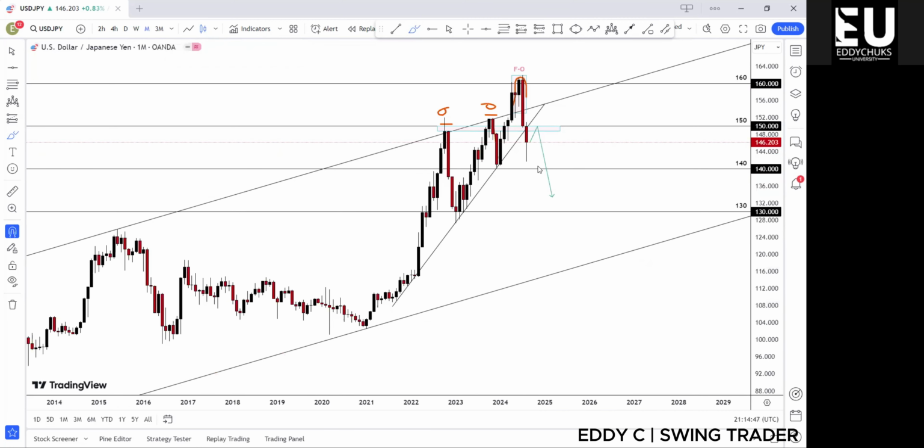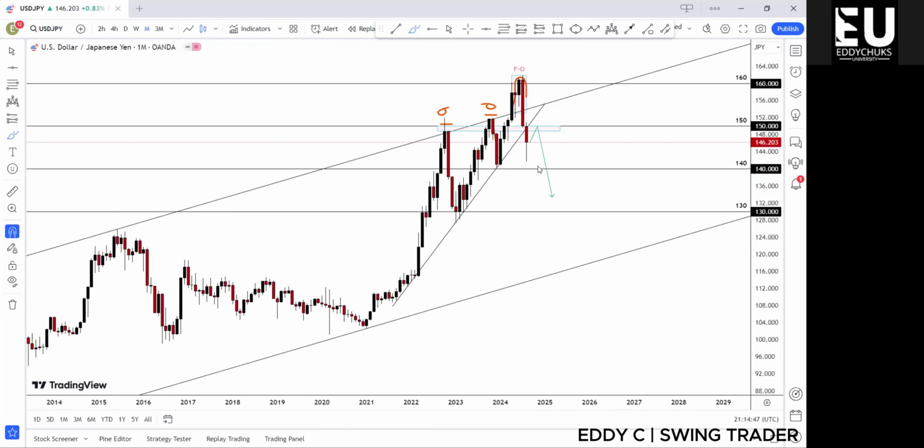So for the dollar yen, I'm going to be looking for selling opportunities for the whole of the month of September. So my own selling opportunity comes around this area here. This will be a very, very good area, given that this is a previous area of resistance. So I'm going to be looking for short opportunities around this area here.